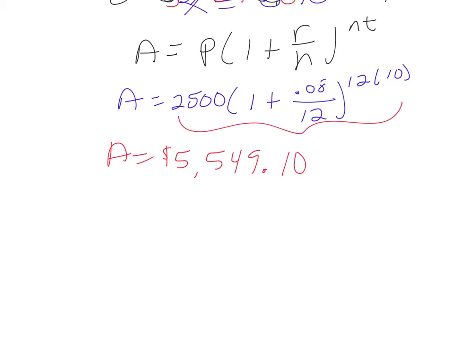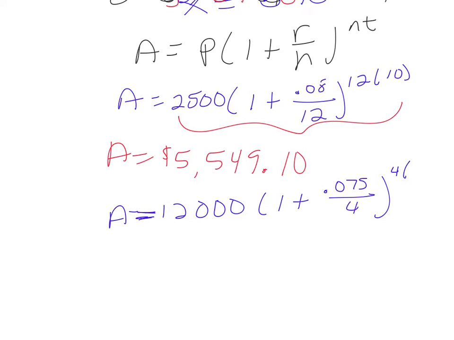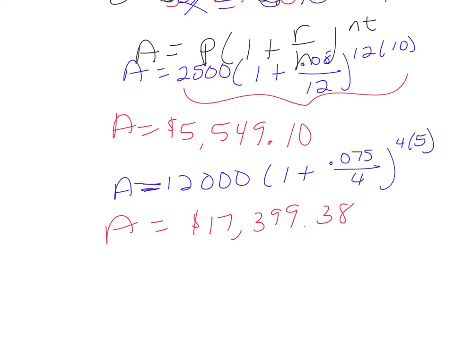Okay, so let's take a look at 16. Jill invests $12,000 at an annual interest rate of 7.5%, compounded quarterly. If untouched, what will her investment grow to in 5 years? So we have A equals $12,000 times 1 plus the rate, 7.5%, so it's 0.075, over 4, since it's compounded quarterly, raised to the 4 times 5, because we want to know how much is in the account after 5 years. Just plug that in the calculator all at one time, and you get $17,399.38.